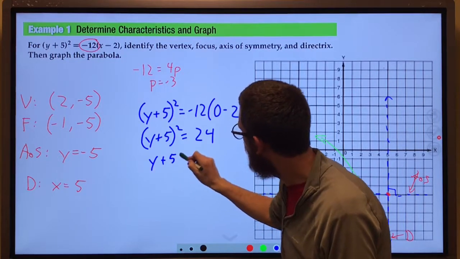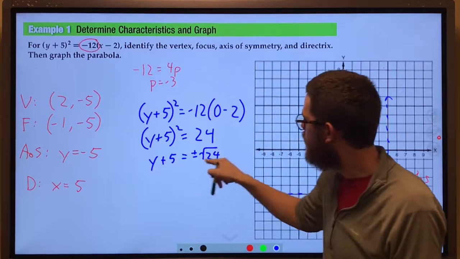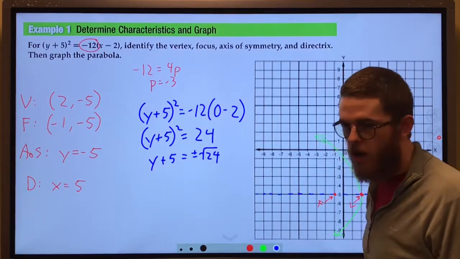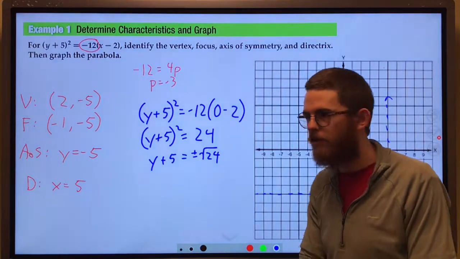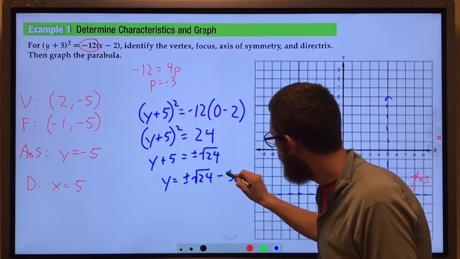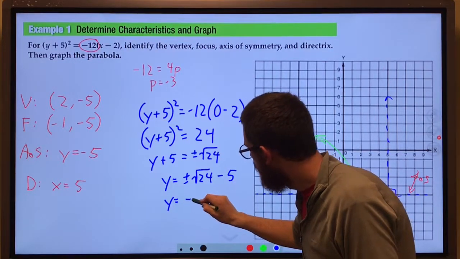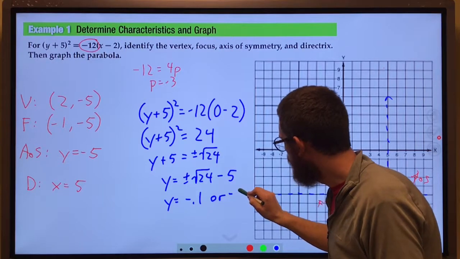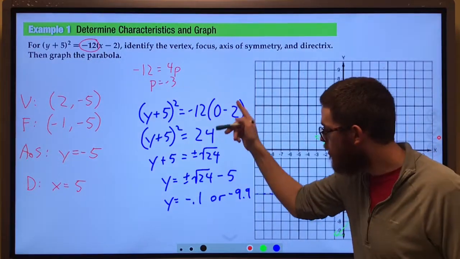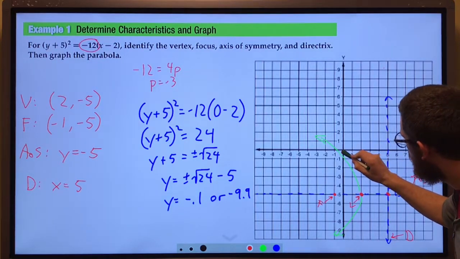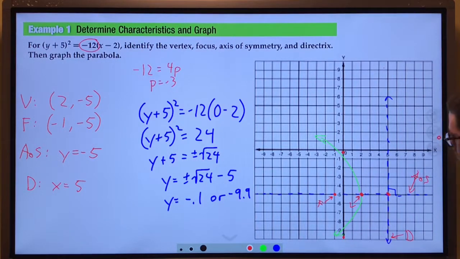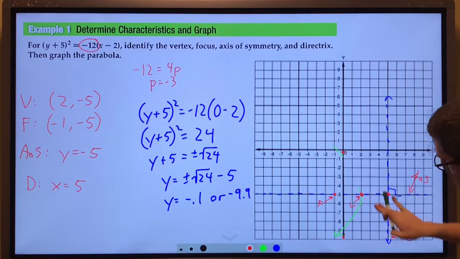When we take the square root of both sides, we get y + 5 equals positive or negative root 24, because when we take the square root, we get both of those answers. I typed it into my calculator earlier to save us some time. When we take the positive or negative square root of 24 and then subtract 5 to get y, we get y equals about -0.1 or -9.9. So we put in 0 for x, and our output could be -0.1, which is a point right there, or -9.9, which would be down here. So it's not where this green guess was.